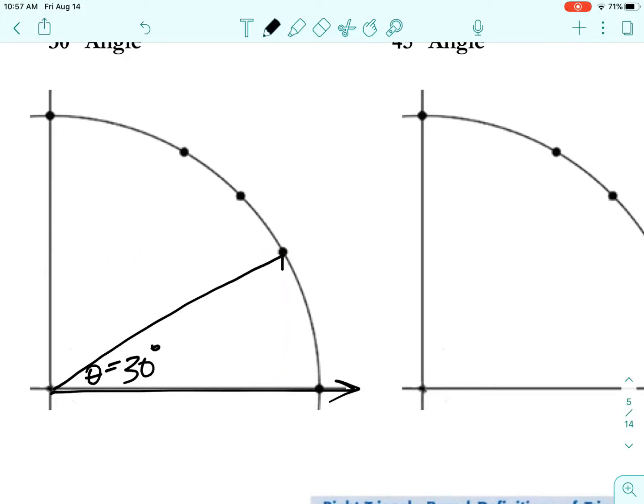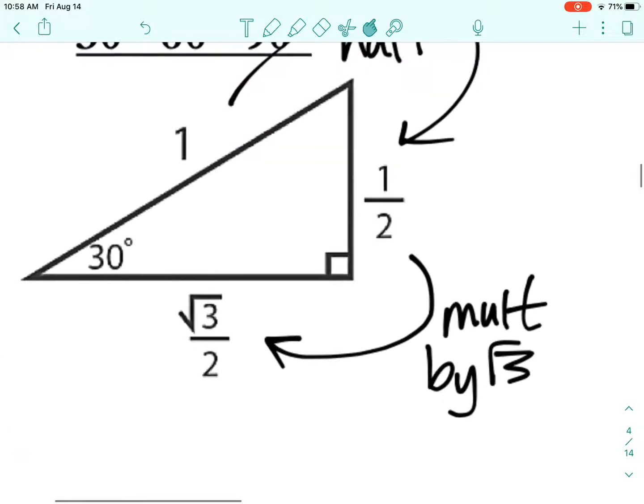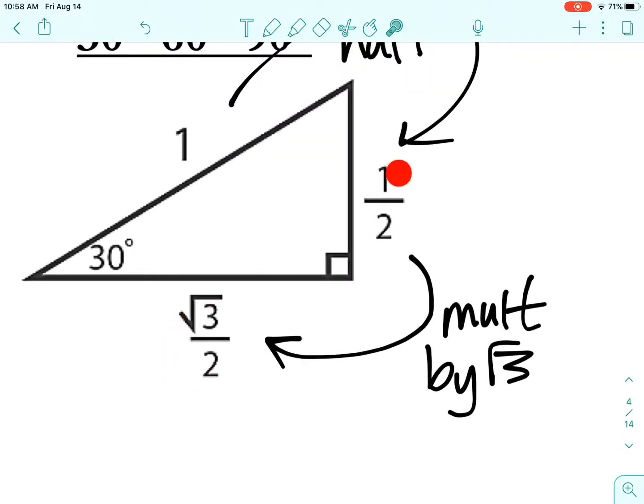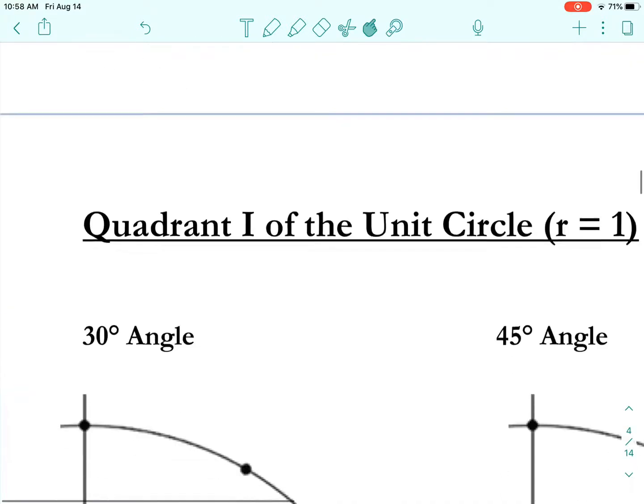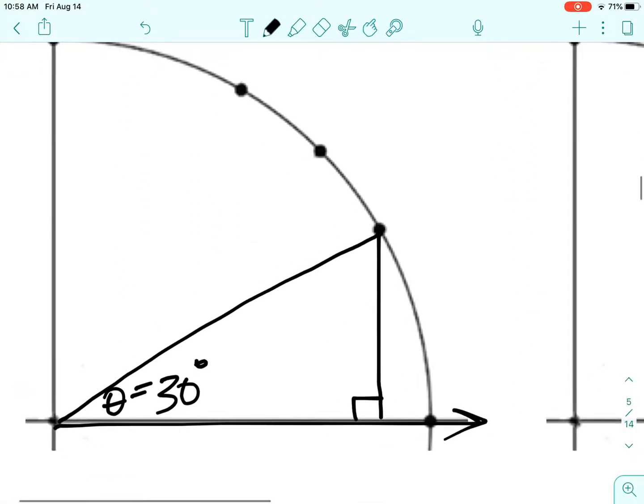So I'm going to continue like so and put my right angle in. This is the exact triangle that I have right here. Do you think that you can label these sides on that triangle within the unit circle? Just keep in mind, remember that on the unit circle, the hypotenuse, aka the radius, is always 1, and that means that this side is 1/2 and this side is √3/2.